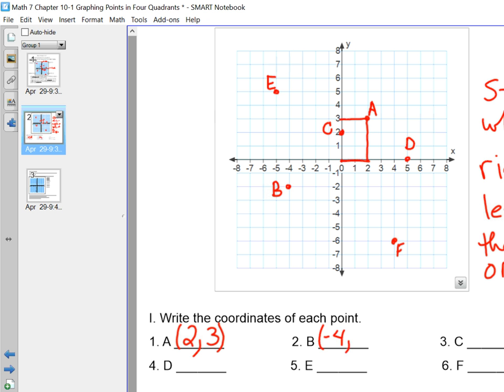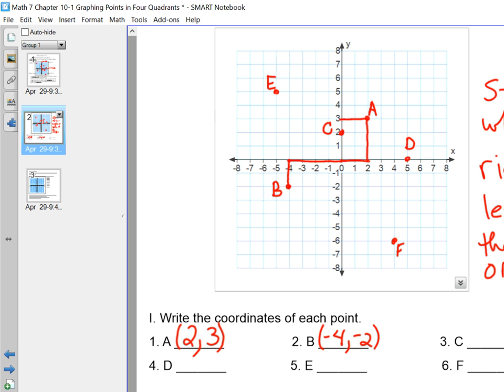If I look at point B, I'm going to be moving left to negative 4. Then I'm going to be moving down. Now if you'll notice, moving to the right and moving up for point A put me in positive positioning. Both x and y are positive. To find the coordinates for B, I went to my left, that's negative, and then I went down, which is also negative.